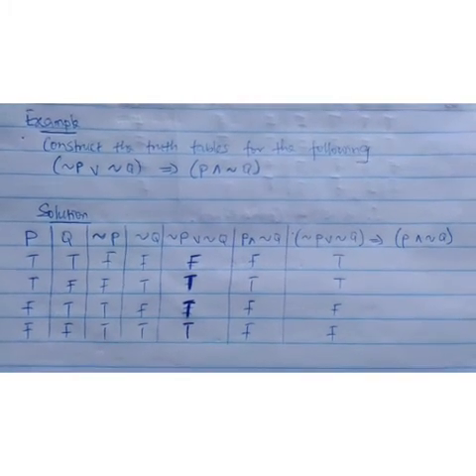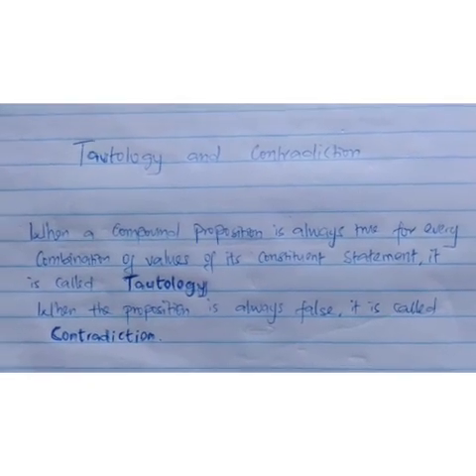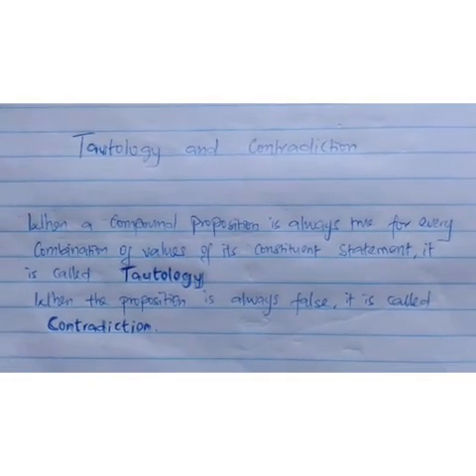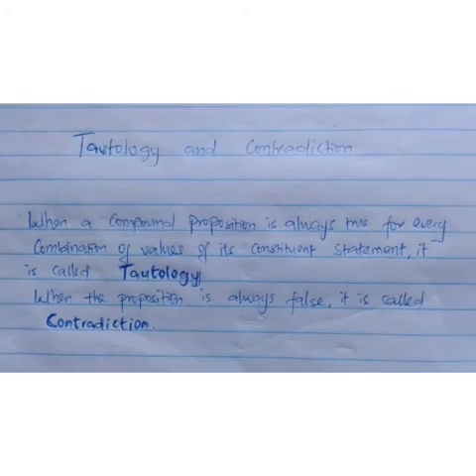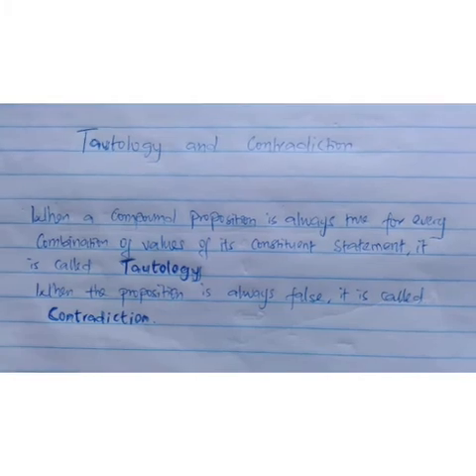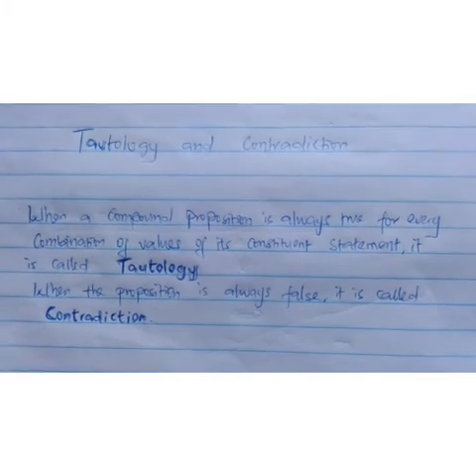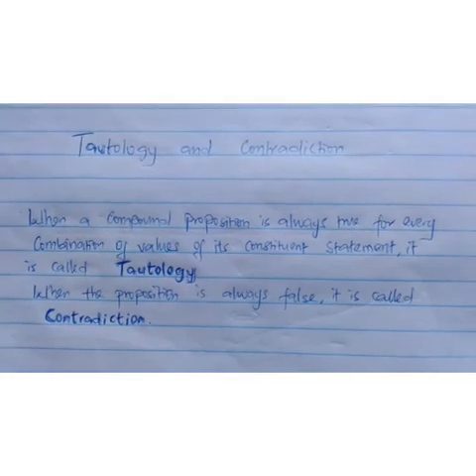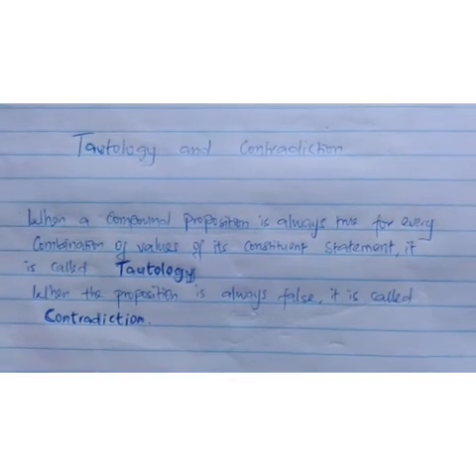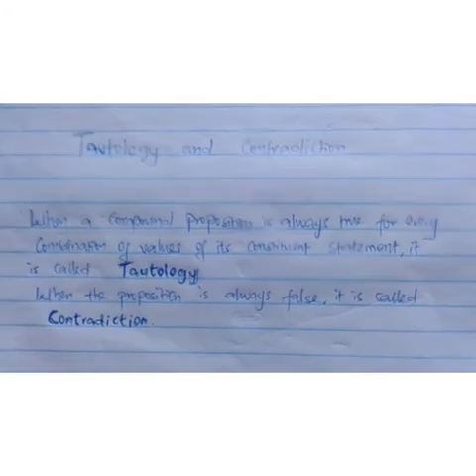So having it as what? True, true, false, false. For tautology and contradiction: when a compound proposition is always true for every combination of values of its constituent statements, it is called a tautology. That means after doing everything you get all true, it is called a tautology. Also, when a proposition is always false, it is called a contradiction.